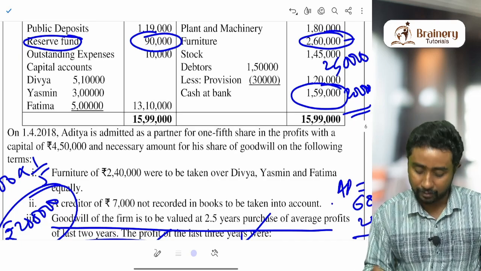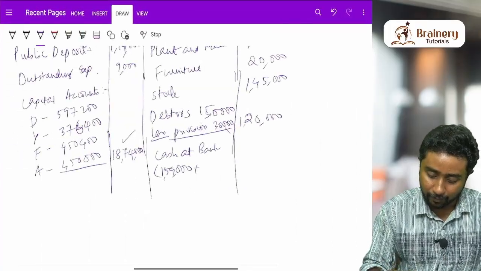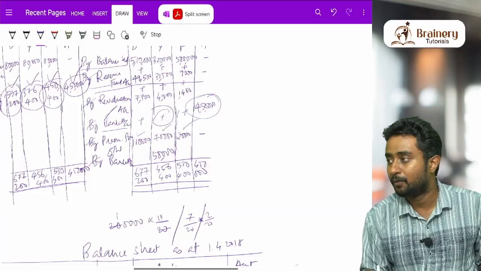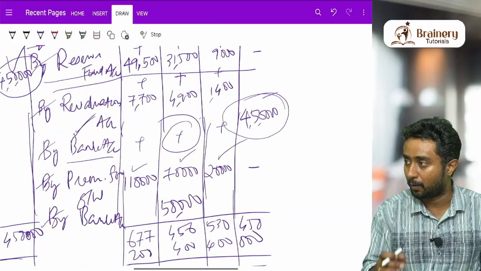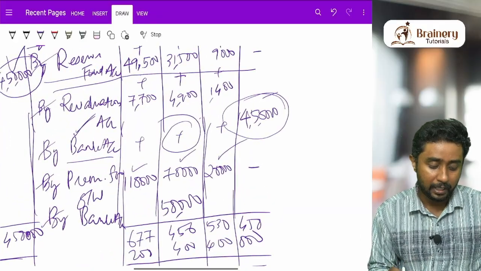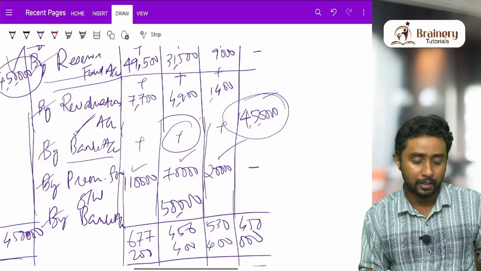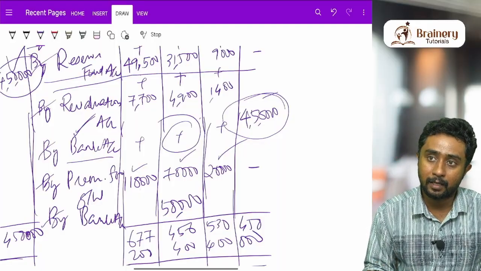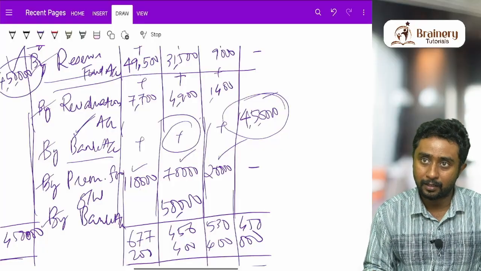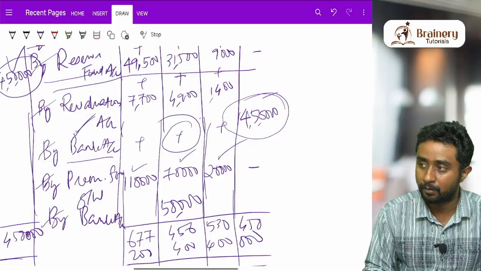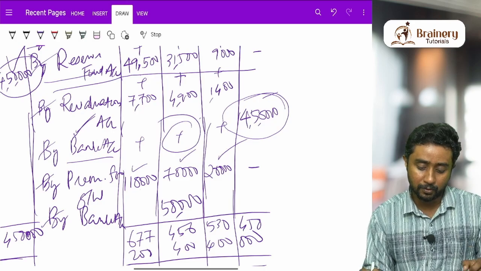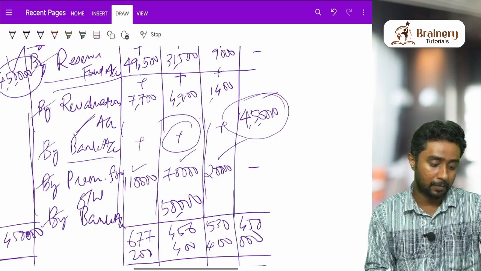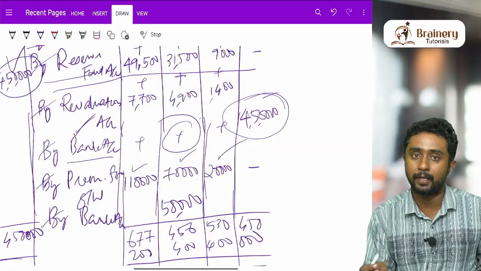Here Aditya's capital will come. That is the reason why in his capital account, what did we write? By bank, and we wrote this 4,50,000 there. And premium, when you are bringing premium for goodwill, what is the entry? Premium for goodwill is nothing but the compensation that you are bringing. First you are bringing, so bank account debit to premium for goodwill. That will not be recorded in capital because capital account is not there in the entry. But this entry has a purpose when you are preparing capital account.